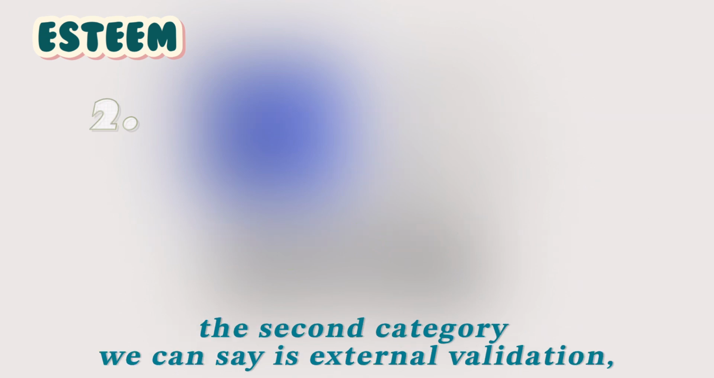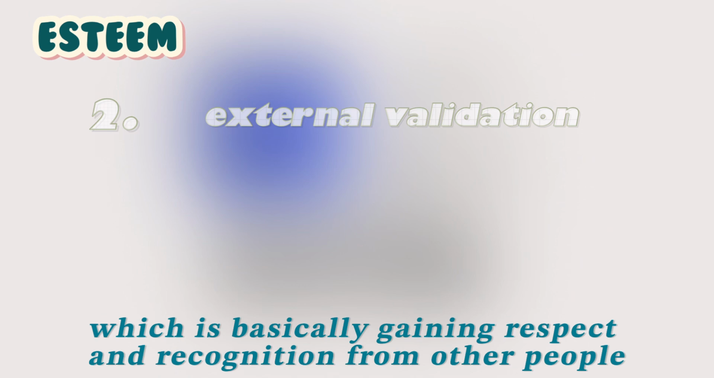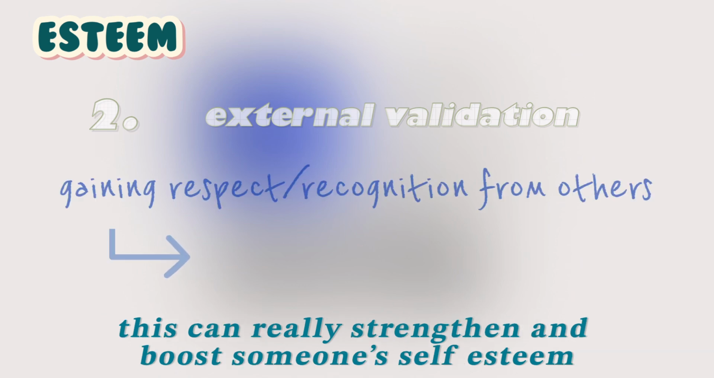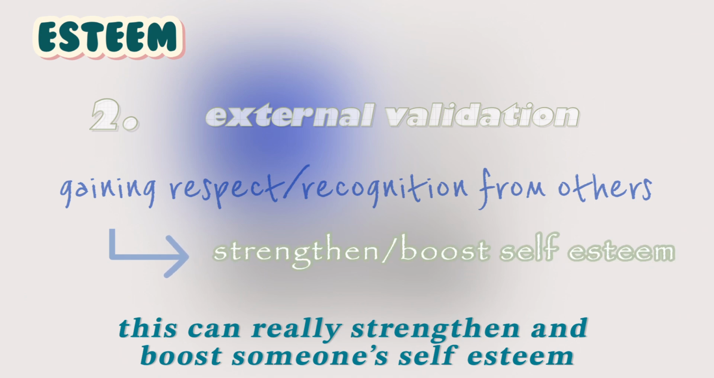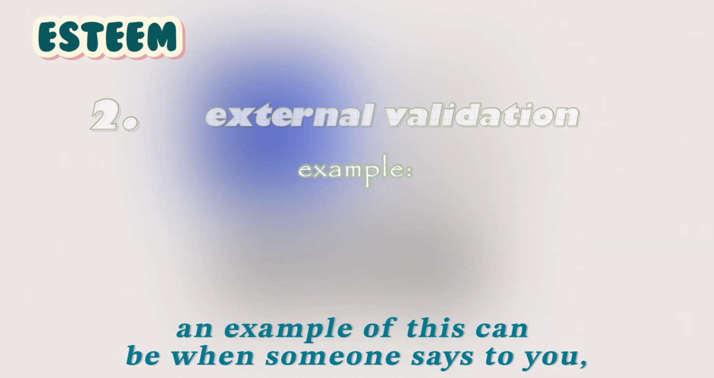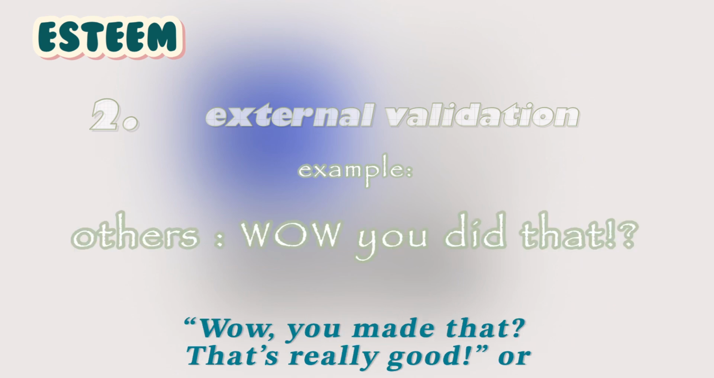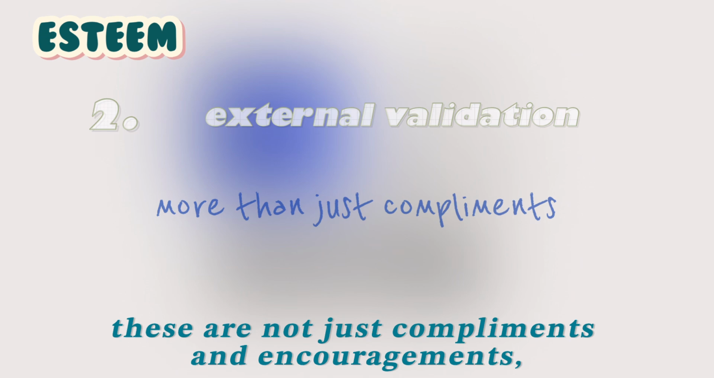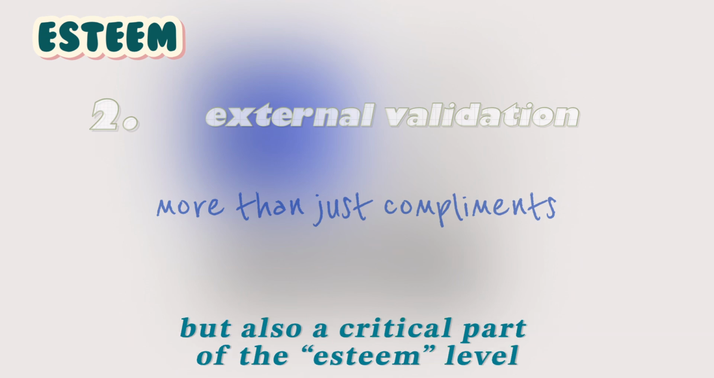The second category we can say is external validation, which is basically gaining respect and recognition from other people. This can really strengthen and boost someone's self-esteem. An example of this can be when someone says to you, "Wow, you made that? That's really good," or "Good job, you must have worked really hard on that." These are not just compliments and encouragements, but also a critical part of the esteem level.